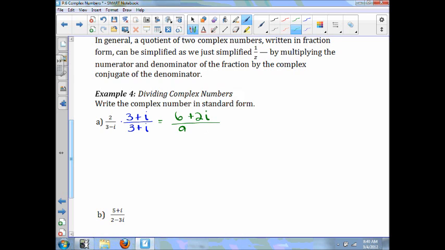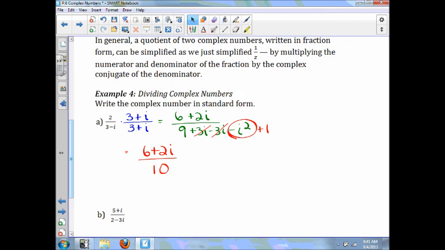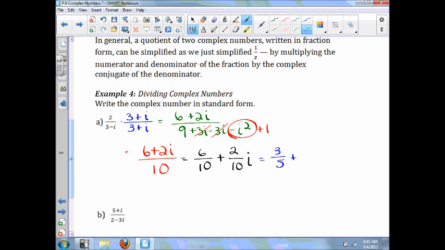3 times 3 is 9. The plus 3i minus 3i, the minus i squared. So when you simplify, the 3i's will go away. This will be a positive 1. So really it would be 6 plus 2i over 10. Simplifying this further, we'll have 6 over 10 plus 2 over 10 i, which will simplify to 3 over 5 plus 1 over 5 i.